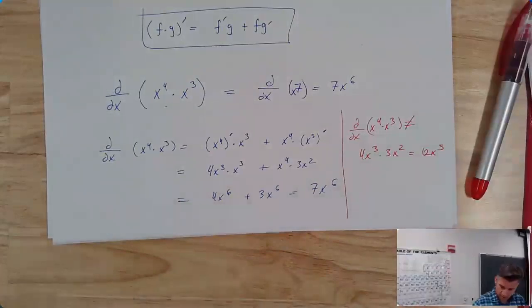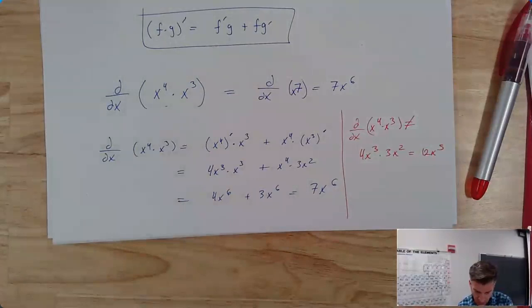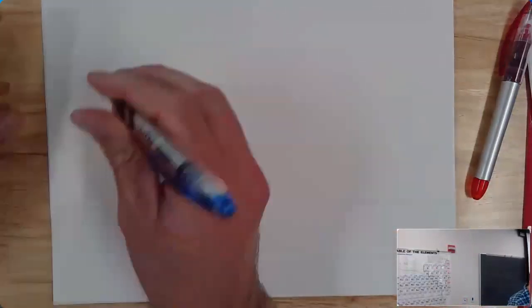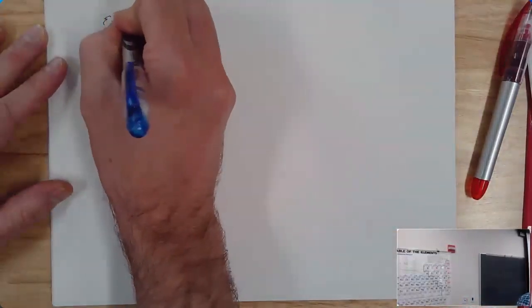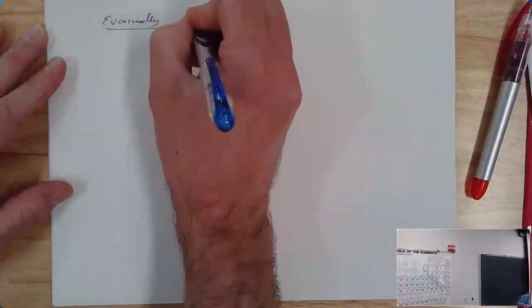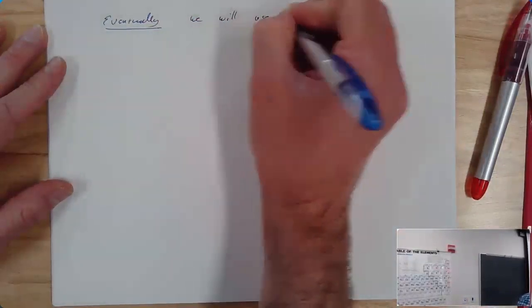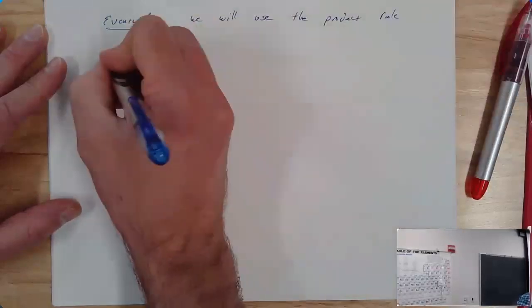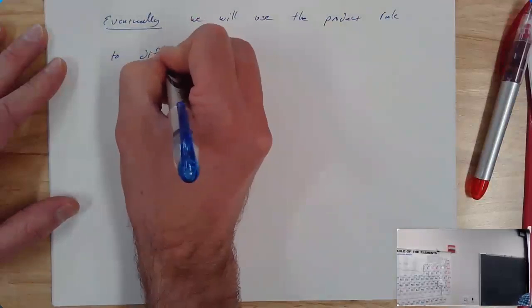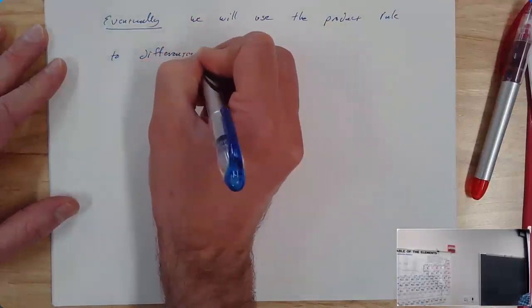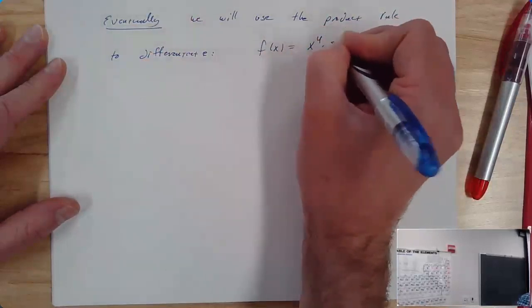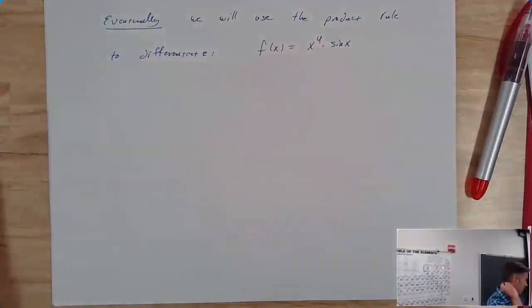Later on, we will talk about, in fact, let's look at a couple more examples. So I'll just say, eventually we will use product rule to differentiate things like f of x equal to x to the fourth times sine of x. But to be able to do that, we're going to have to know what the derivative of sine of x is first.